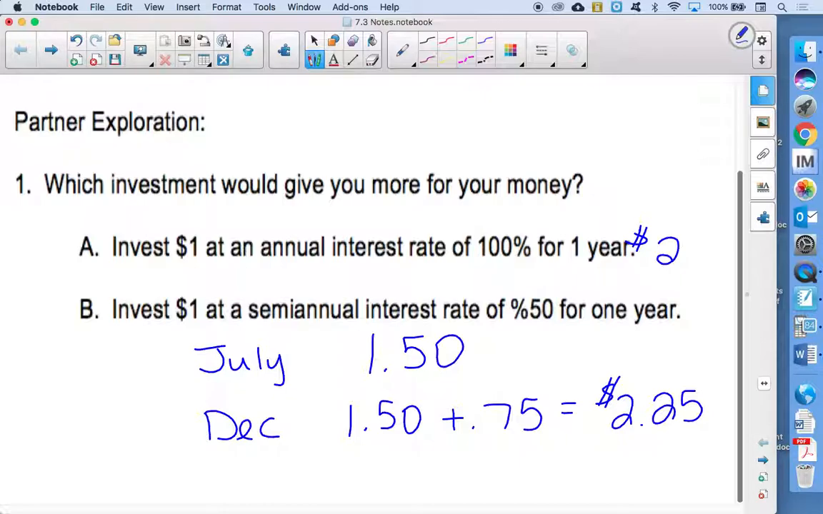And on that $1.50 you're getting 50% of that. So you actually gain an extra quarter by having it compounded semi-annually instead of just at the end of the year. So what option's better will obviously be, even though it's only 25 cents, it still is a better option. So if you had $1,000, it'd probably be a good bit more than just the 25 cents.